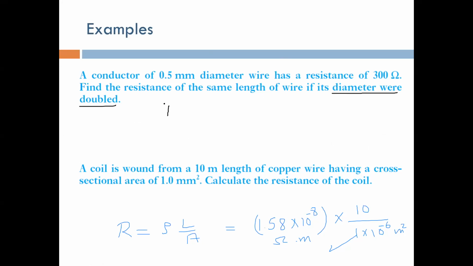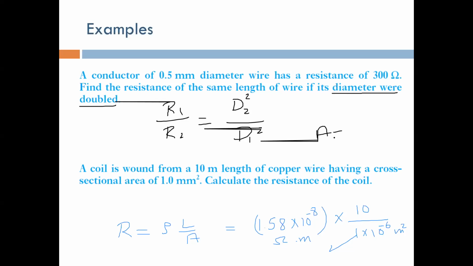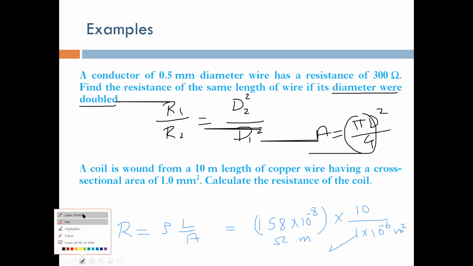So you're going to find that R1 over R2 will be equal to D2 squared over D1 squared, because the area is pi D squared over 4. So pi over 4 will appear in both the numerator and denominator and cancel, and D squared will remain. Is that clear? Yes, okay.